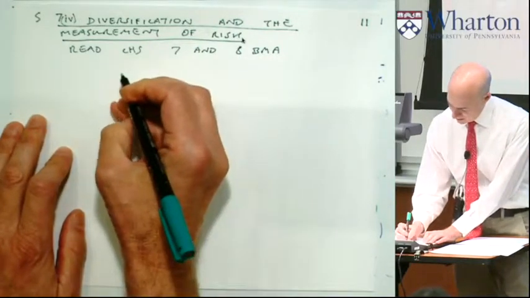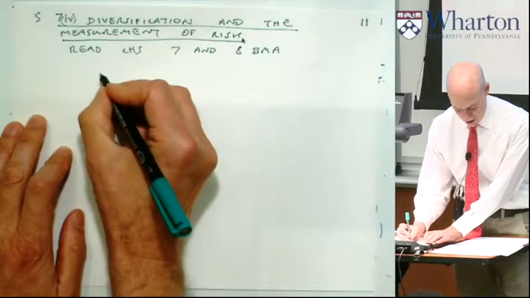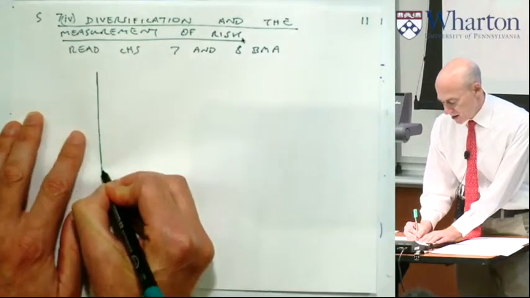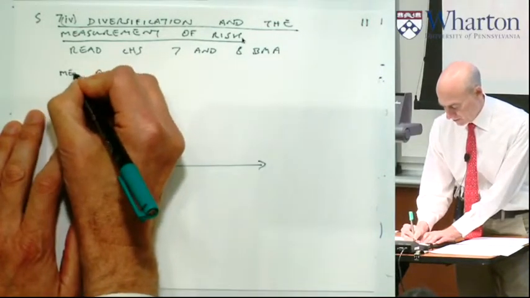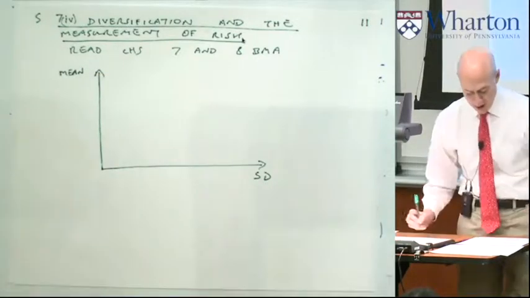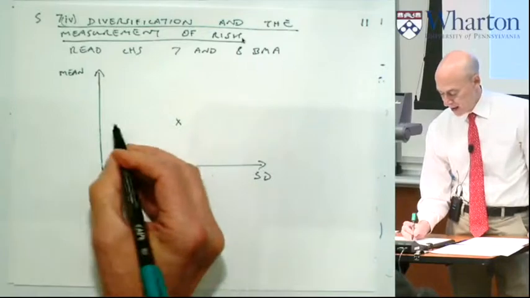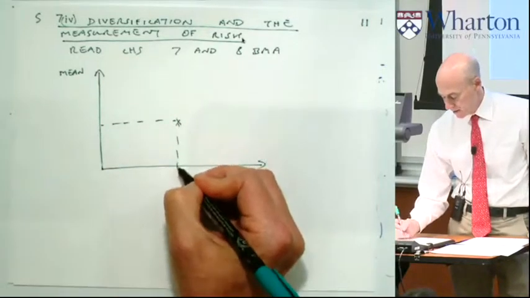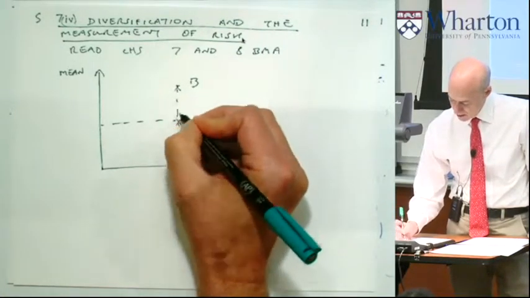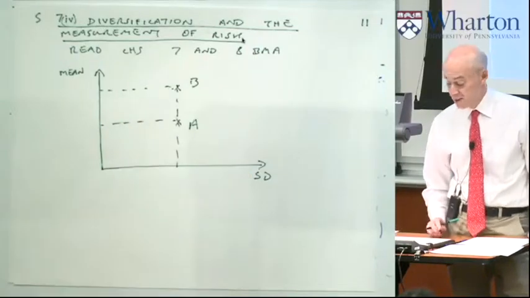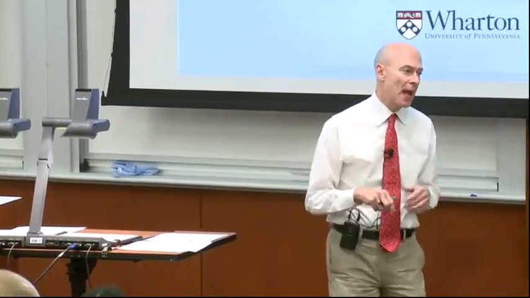Now, just as we can represent people's taste, we can also start representing stocks on our diagram of mean and standard deviation. Okay, so we might take a stock A, its mean would be here, and its standard deviation would be here. And we might have another stock B. Suppose, for the sake of illustration, it has the same standard deviation but a higher mean. If you had to put all your money in stock A or stock B, which one would you choose?